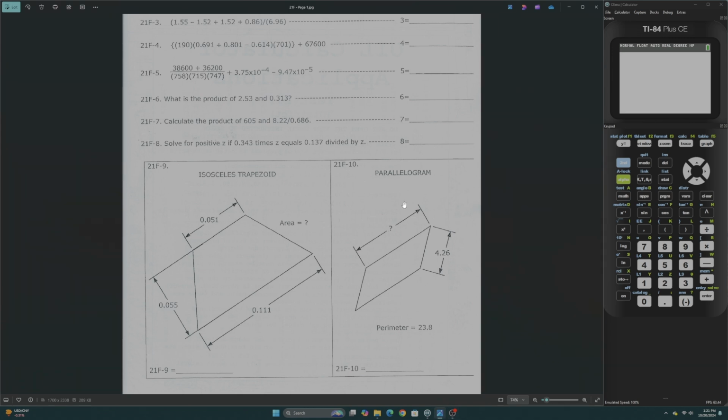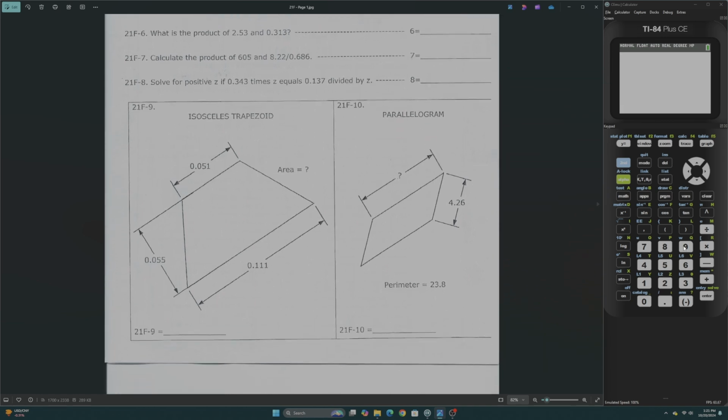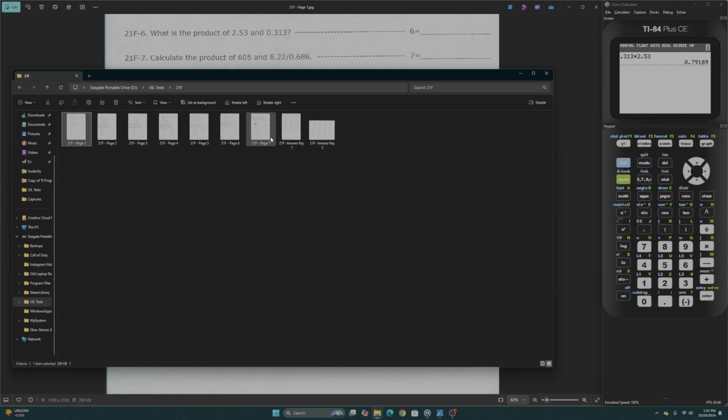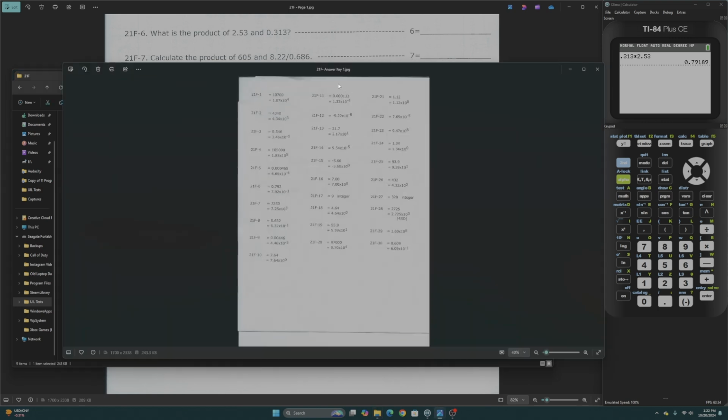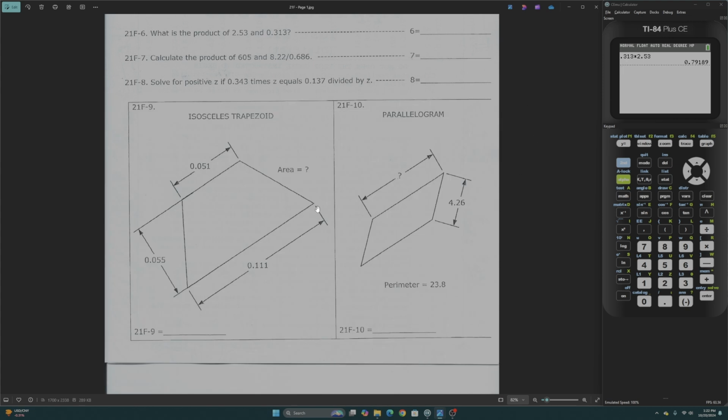All right. So starting off, this is test 21F, of course. What is the product of those two numbers? Type it in as you see it. 2.53. So 0.792. And let me pull up the answer key in the background. Just want to make sure I'm getting the right answers for y'all. Okay, and that is correct, of course. It's a pretty easy problem.